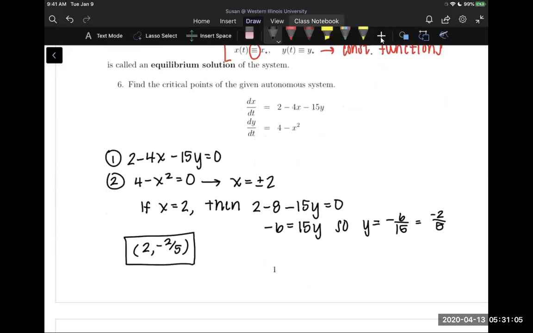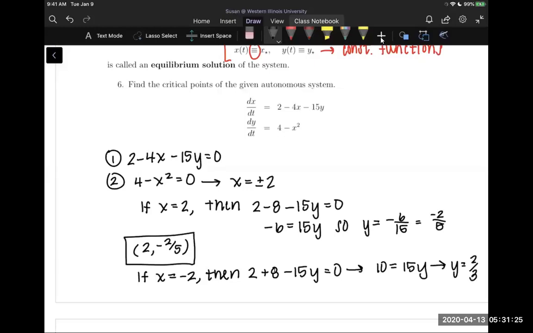And then the second case is if x equals negative 2, then 2 plus 8 minus 15y equals 0. So I get 10 equals 15y, or y equals 2/3. So my second critical point is negative 2, 2/3.